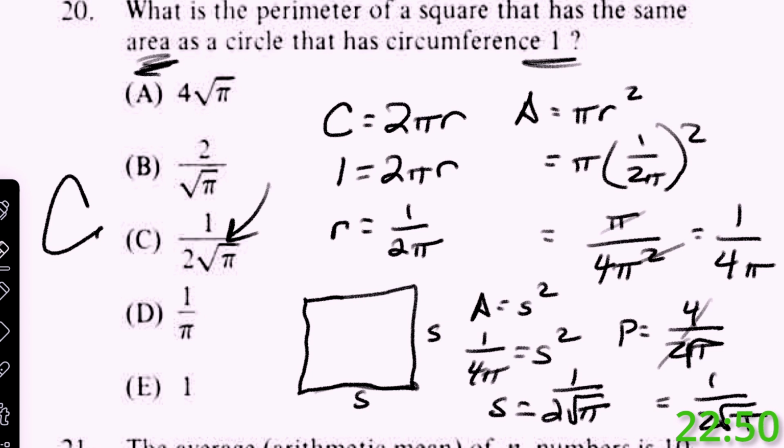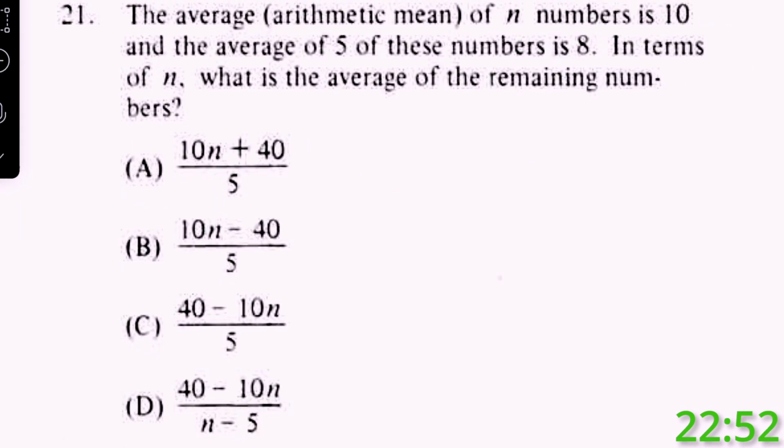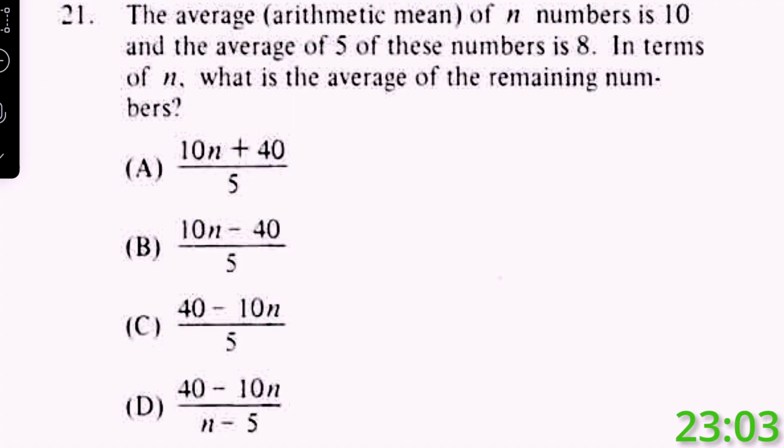Number 21, the arithmetic mean of n numbers is 10. The average of 5 of these numbers, of course they don't tell us the numbers, do they? The average of 5 of these numbers is 8. In terms of n, what is the average of the remaining numbers? Remember when I said these get harder? This is what I was talking about.